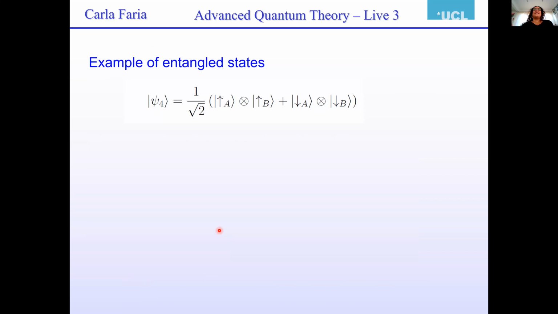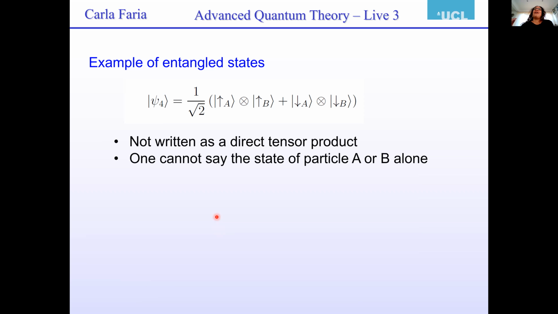But how about this? You cannot factorize this. So how can you say the state of particle A or B alone? Just looking at that, you cannot say. But there are ways of extracting this information. And this was an issue with this type of system, because you can see, for instance, you have 2 spins up or 2 spins down. And there were paradoxes in which people said, okay, if you measure one spin and you know the other spin, the information has traveled faster than the speed of light.